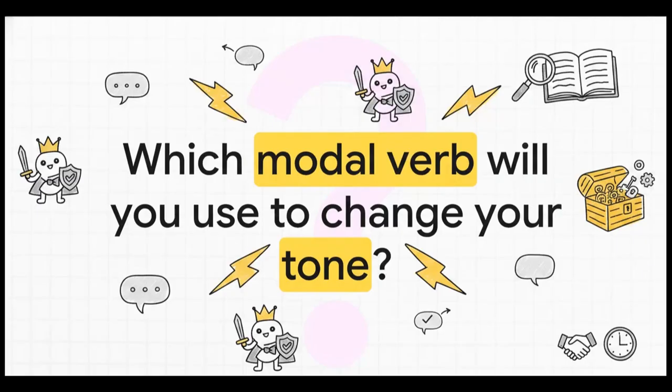I'll leave you with this final thought. These tiny, rebellious words completely control the politeness, the certainty, and the authority of your English. They really are the secret weapons of fluent communication. So, how are you going to wield this new power in your next big meeting?